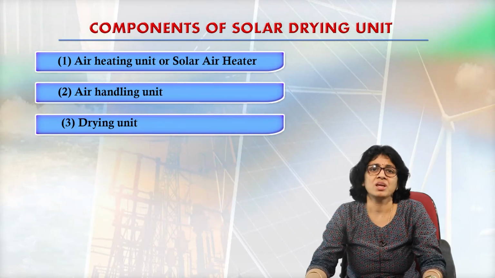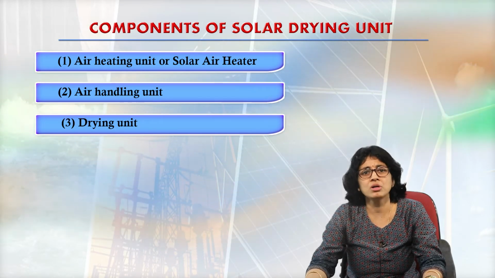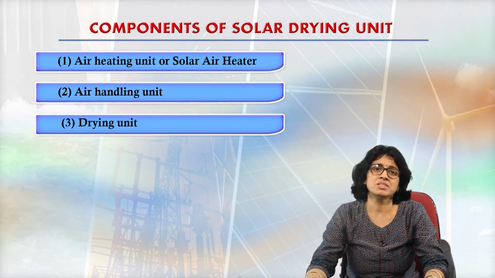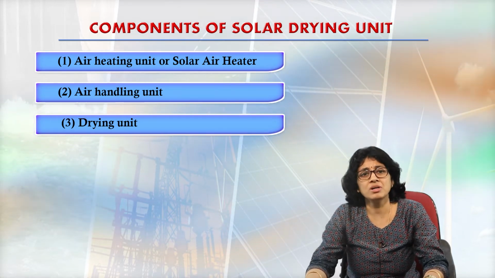As I discussed in the earlier unit, there are three components of the solar drying system. First, air heating unit, or it is called solar air heater. Second, air handling unit. Third, drying unit. To calculate the cost of the solar drying system, we need to estimate the cost of these items. Finally, the cost benefit analysis of the complete unit can be carried out. In this unit, we will discuss the cost of these components.